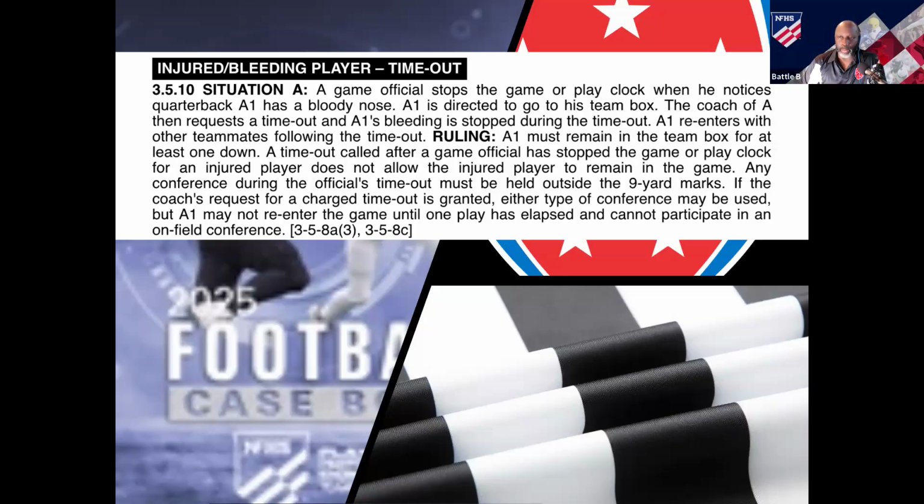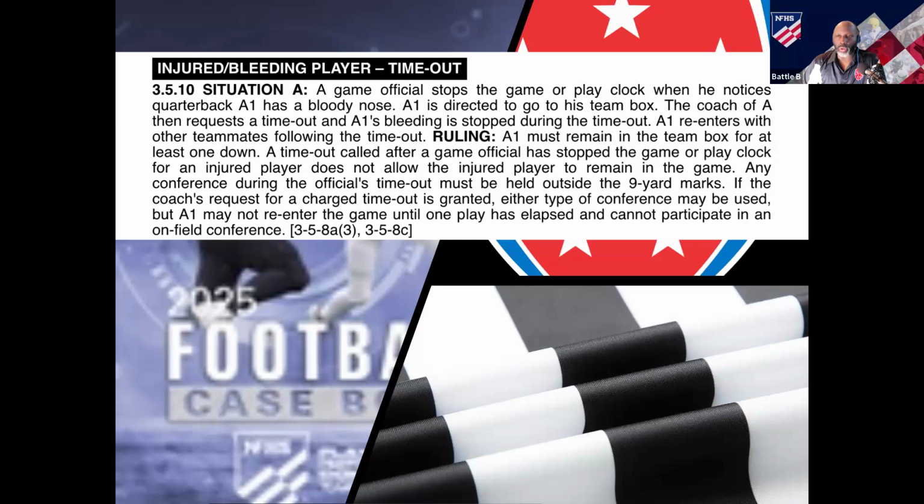3-5-10, A. A game official stopped the clock, our play clock, when he noticed quarterback A1 has a bloody nose. A1 is directed to go to his team box. The coach of A then requests a timeout, and A1's bleeding stopped during the timeout. A1 re-enters with other teammates following the timeout. Ruling: A1 must remain in the team box for at least one down.